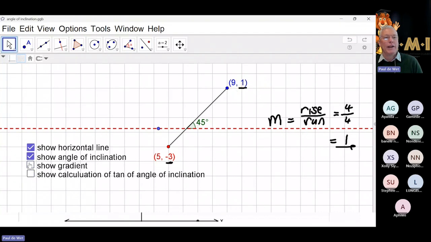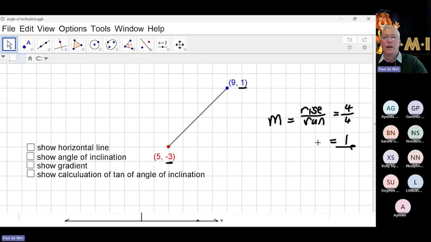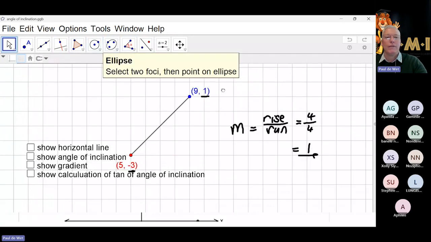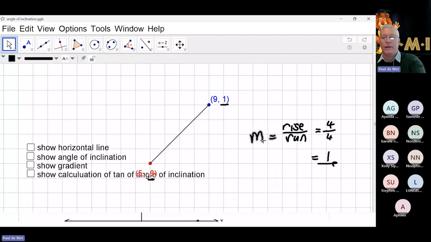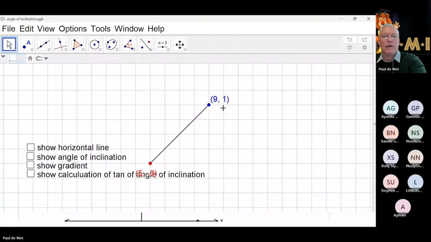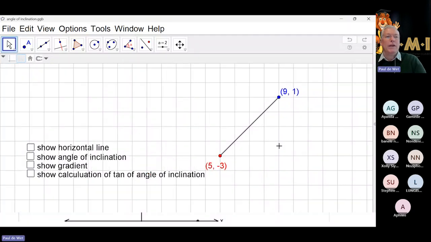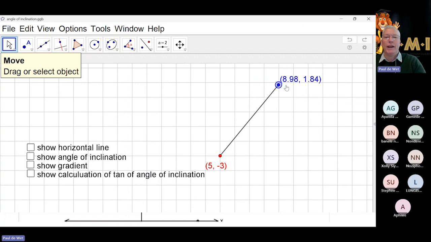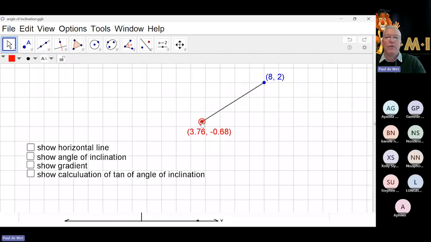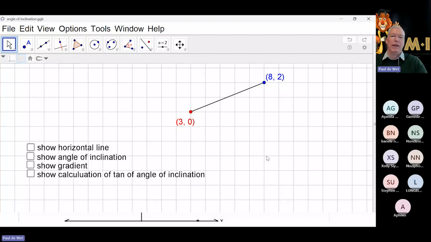Right. Now, guys, I'm going to ask you to do another one. I'm going to move these points around. I'm going to delete all of that. I'm going to change these points, and I'm going to put this one over here, and this one over here. And I want someone to write down, you can just write somewhere, even on the back of the page, what the gradient is and what the angle of inclination is now for this line.